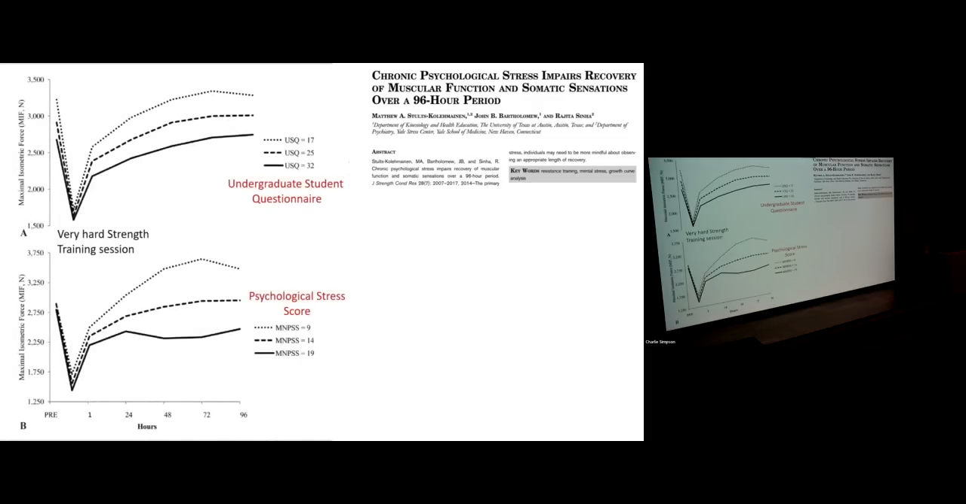And here's an example. This is a study on athletes in the United States. They took a big group of athletes, they had them respond to two types of questionnaires, an undergraduate student questionnaire about stress, and then another called the psychological stress score. And they looked at their performance on that. Then they had them perform a very tough strength training session that was essentially designed to kick their butt and make them have to recover and get a lot of DOMS, delayed onset muscular soreness. They achieved that. But then what they saw was the rate of recovery, which is what you're seeing.